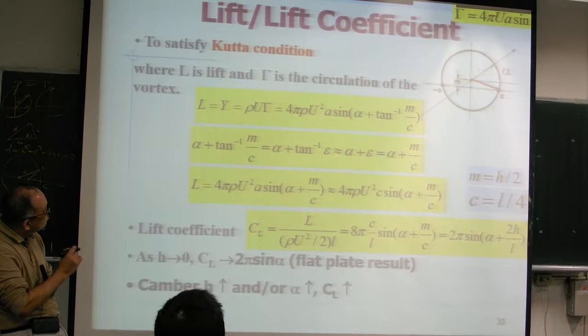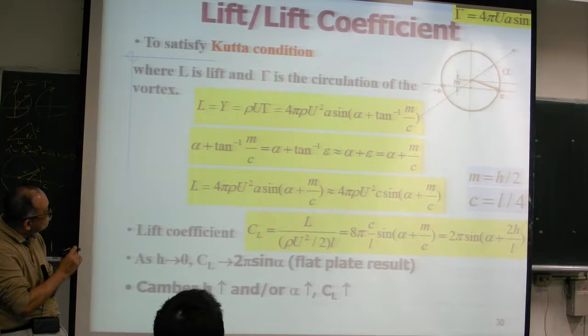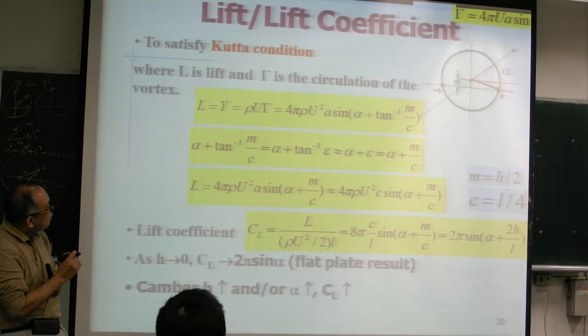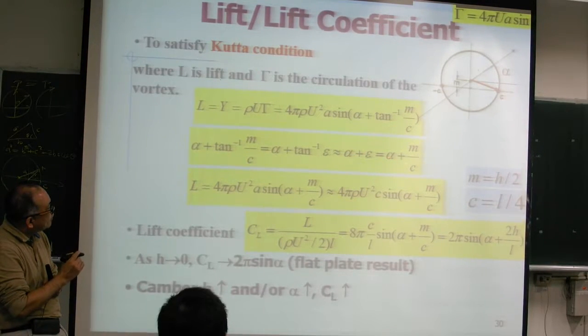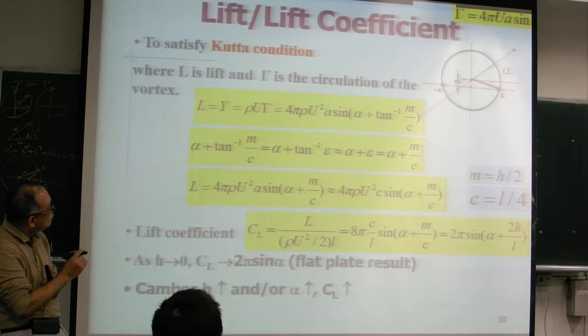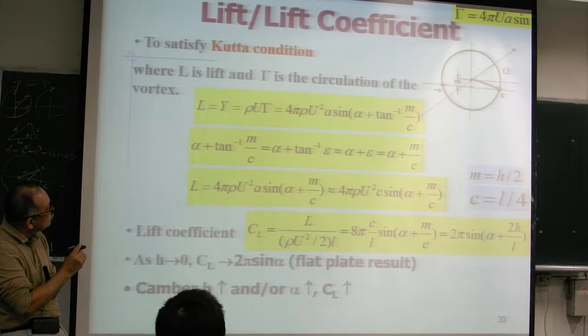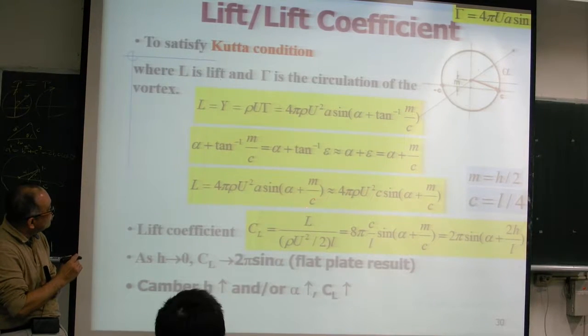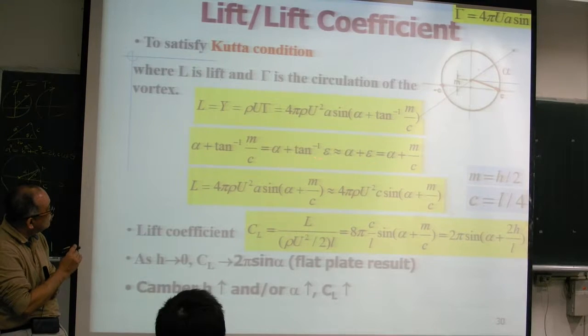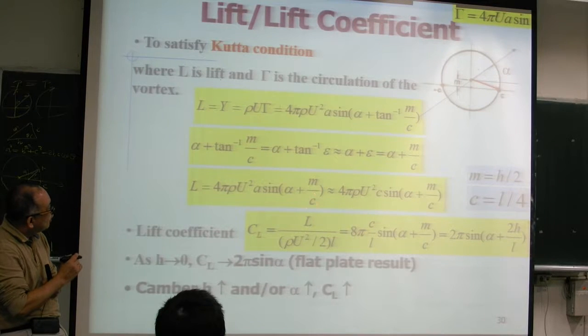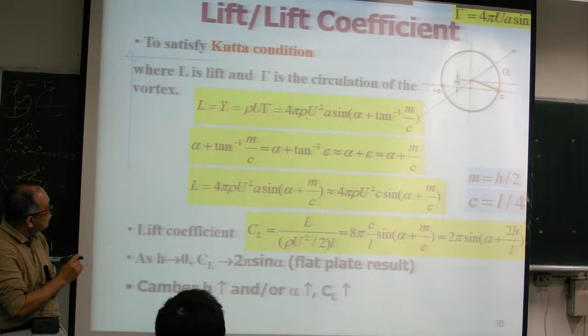Close to epsilon, if you expand it as a series, arctangent of epsilon is very close to epsilon. So it becomes alpha plus epsilon, and alpha plus m over c, right? Epsilon equals m over c. So for our lift, instead of using arctangent here, for small camber it can be replaced by m over c. So our formula eventually becomes like this.